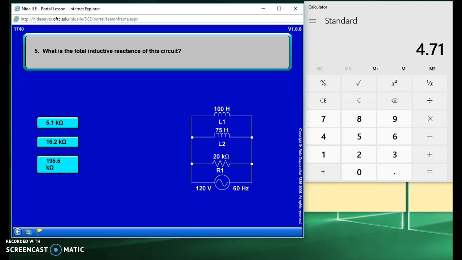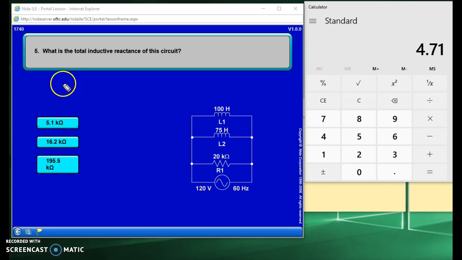So just be careful when you're doing this. Okay, so this is another inductive reactance one. And we do have 2 coils, a single resistor. And notice we're also in base units here, which is good. We have Henrys and Hertz, which means when we do our formulas, there will be no conversions because of mixed units. So that's a good thing.